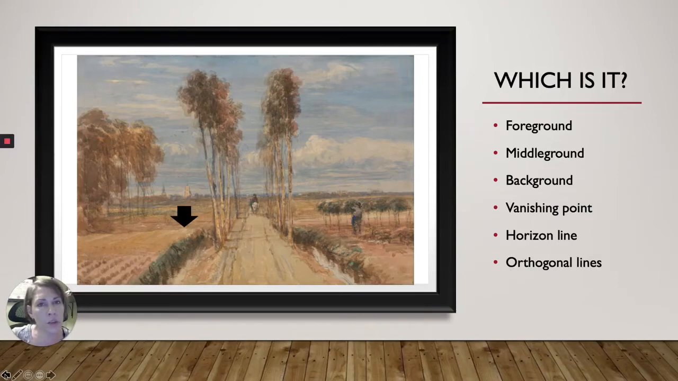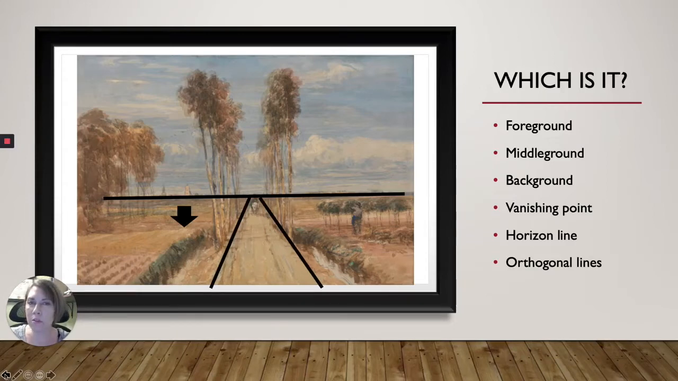So let's see. Where do you think this black arrow is pointing? If you said middle ground, you're correct. What is the line? If you said horizon line, you're correct. And what about those two parallel lines? What are those called? Orthogonal lines. Good job. And they lead to the vanishing point. Excellent. Now way up here in the sky, that would be our background. And down here, that would be in the front, or our foreground.